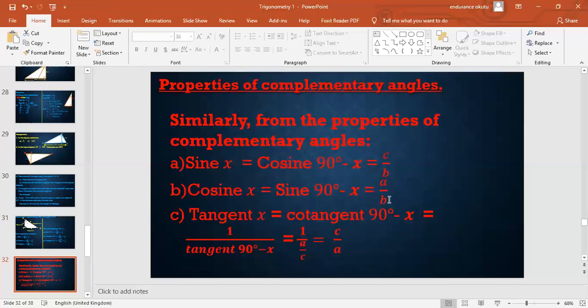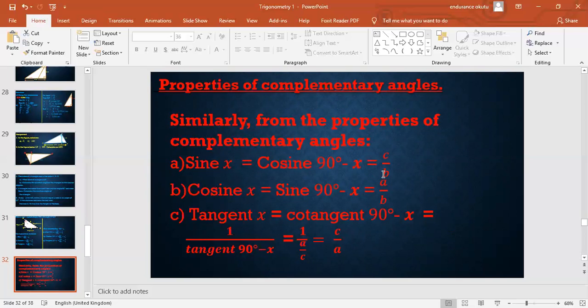Now, for tangent, we will take the cotangent of X, that is cot 90 degrees minus X. And cot of 90 degrees minus X is 1 over tan of 90 degrees minus X, which is 1 over A over C, which becomes C over A, the same as tangent of X. Okay, all right, class.